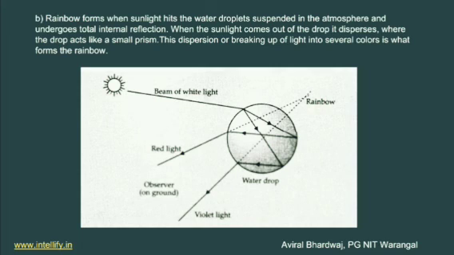So a rainbow forms when sunlight hits the water droplets suspended in the atmosphere and undergoes total internal reflection. Reflection also occurs, and when the sunlight comes out of the drop, it disperses. So it is like a small prism. This dispersion is the breaking of the light into several colors, like the rainbow. So this is a diagram. It is an important diagram.